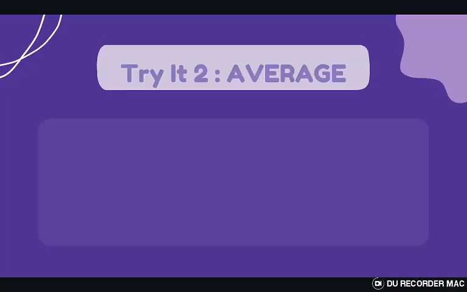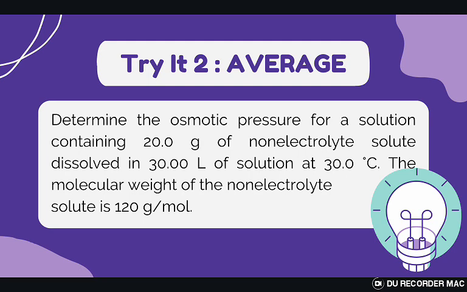Try it average. Determine the osmotic pressure for a solution containing 20.0 grams of non-electrolyte solute dissolved in 30.00 L of solution at 30.0 Celsius. The molecular weight of the non-electrolyte solute is 120 g over mol.